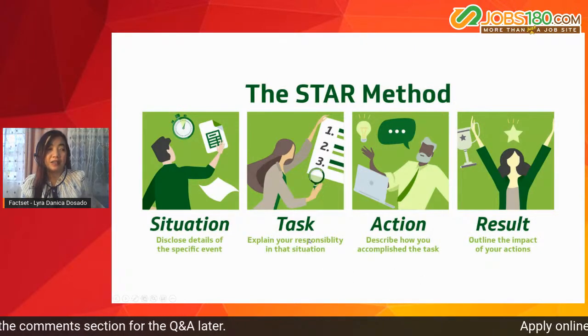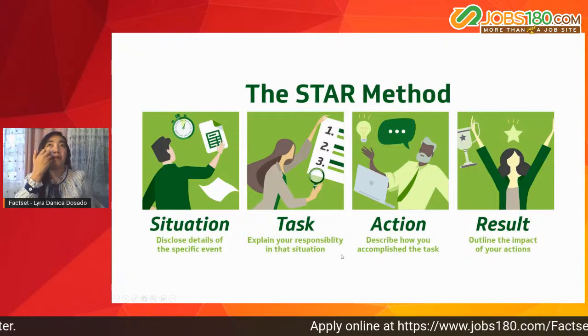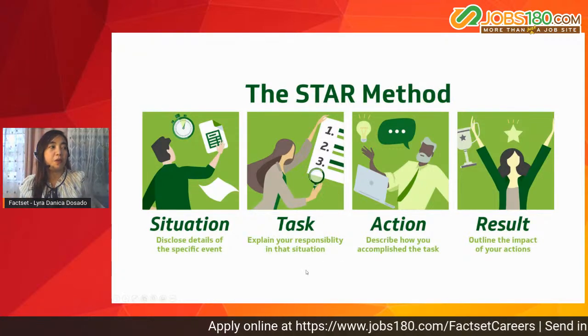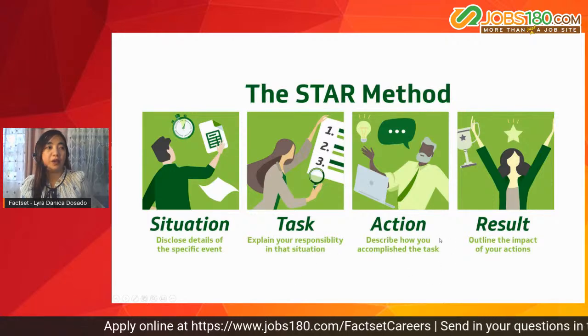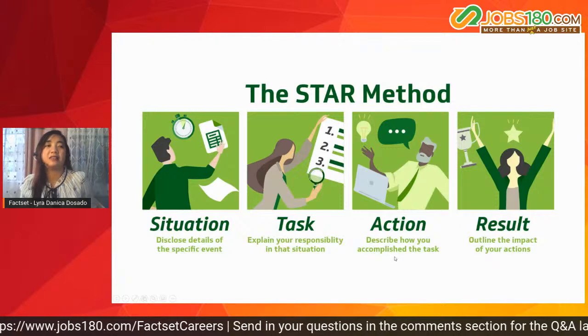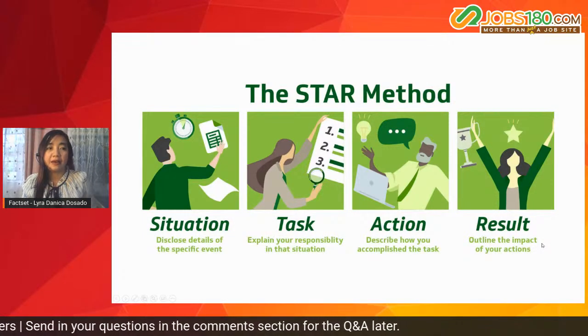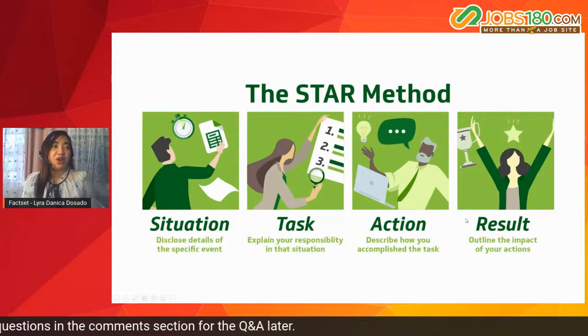And then for the task, explain your responsibility in that situation. For example, if you have a group project, what are the tasks that have been assigned to you? And then for the action, describe how you accomplished that specific task. And lastly, you have the result. You have to outline the impact of your action.